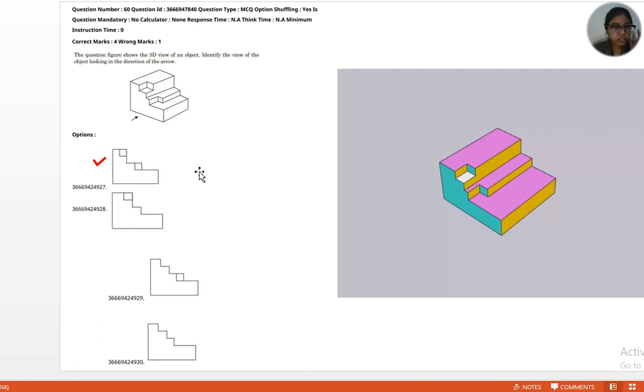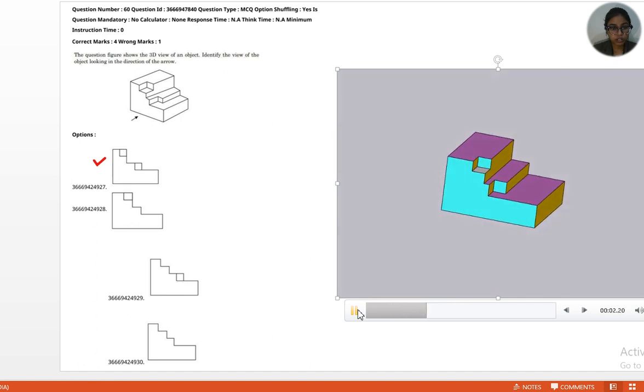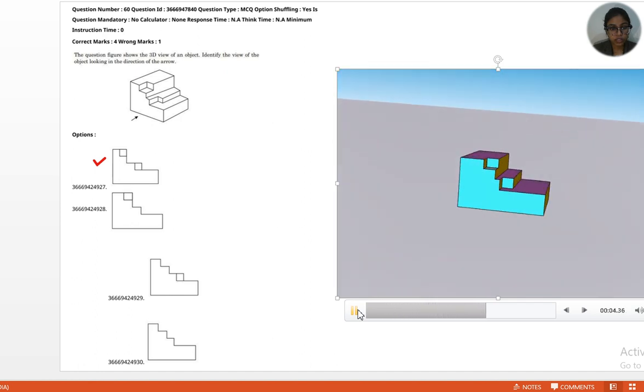So in this figure, the question figure shows the 3D view of an object. Identify the view of the object looking in the direction of the arrow. So a 3D view is given to you and you have to look in the direction of the arrow. So this arrow is basically the front elevation. Now look into the image. So in this way you will get your front elevation.